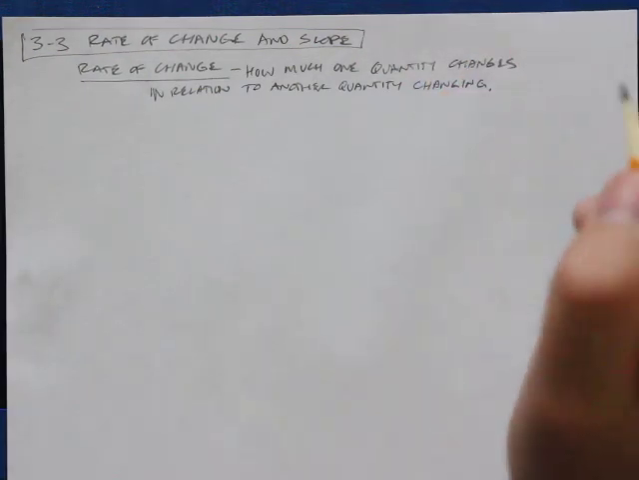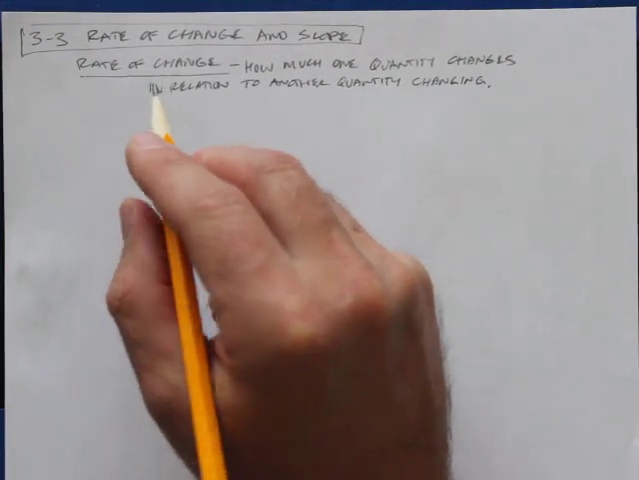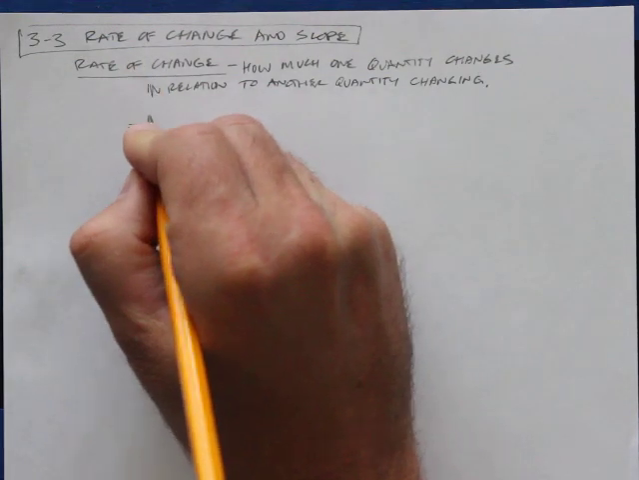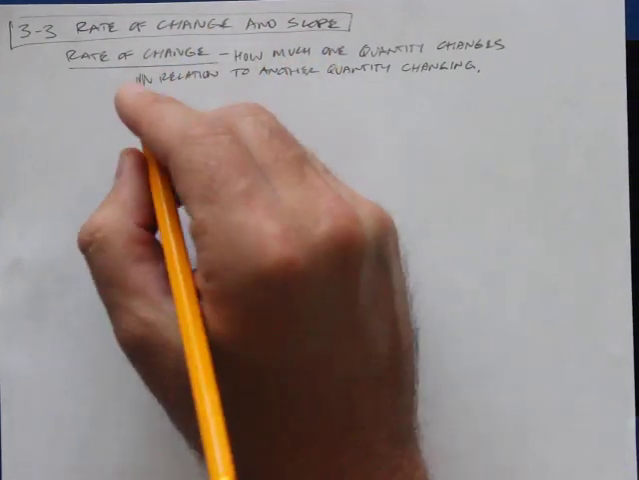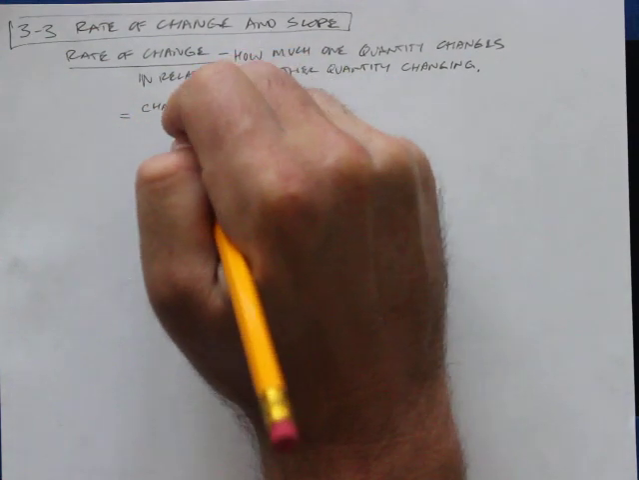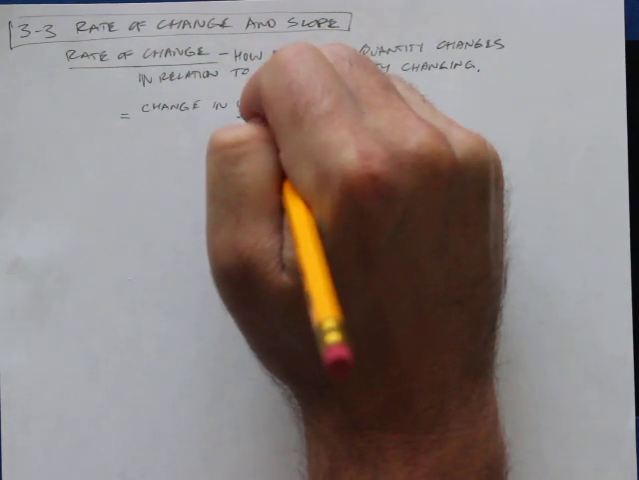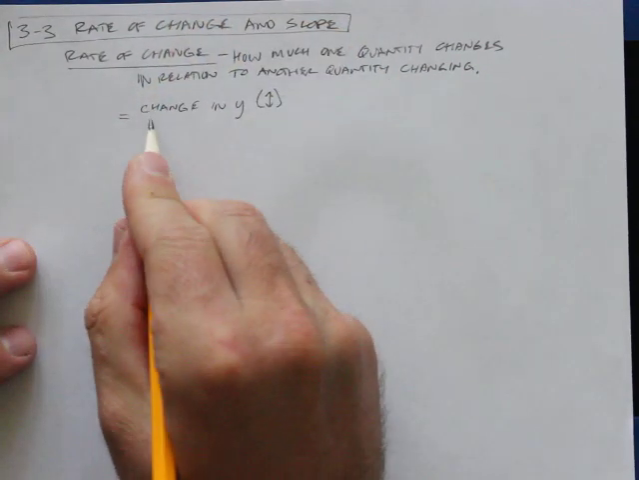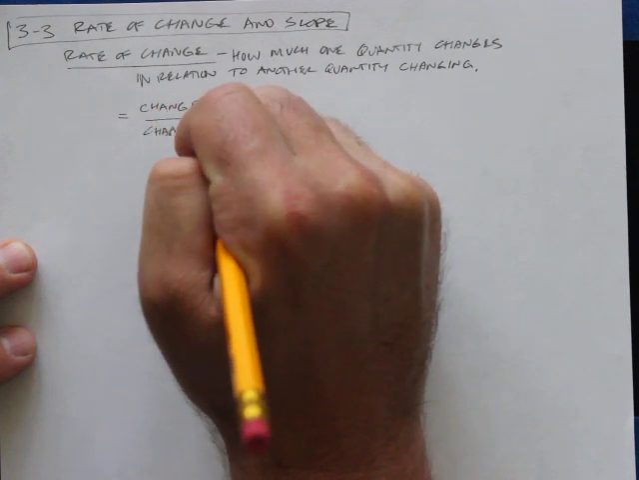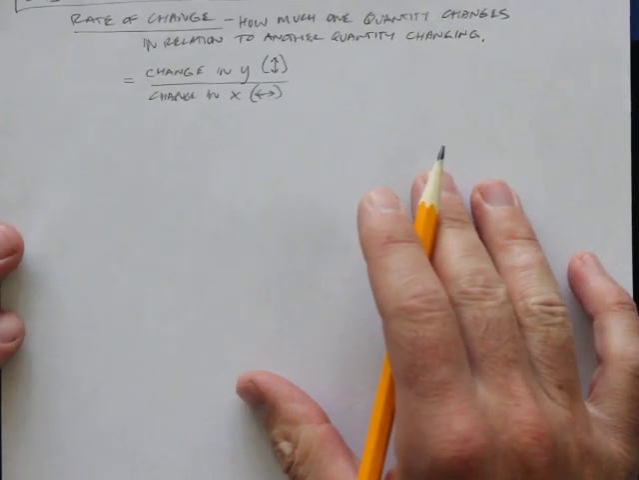For instance, actually we're going to do a for instance in just a minute. Before we do that, we're going to look at what an equation might look like, having to do with the rate of change. So the way we do this is we put the change in y, which is up and down, over the change in x, which is left and right. Let's see what we're talking about here now.